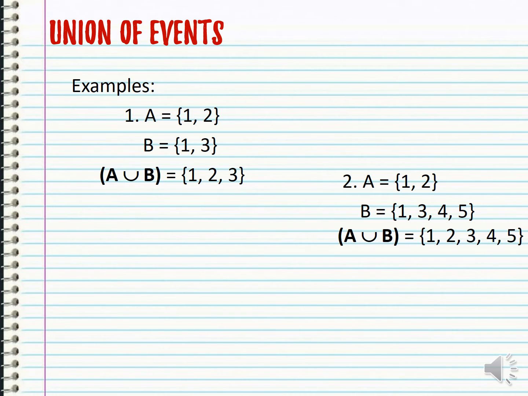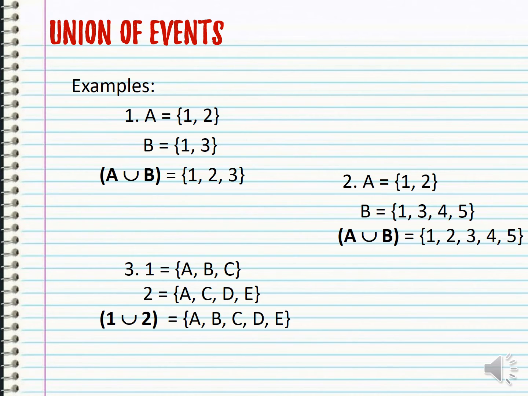Then another example: we have set 1 containing A, B, and C, and set 2 containing the letters A, C, D, and E. So what about the union of sets 1 and 2? It's simply A, B, C, D, E. What's very interesting in the union of events is that you simply need to copy all the elements from both sets, but the elements shouldn't be repeated.